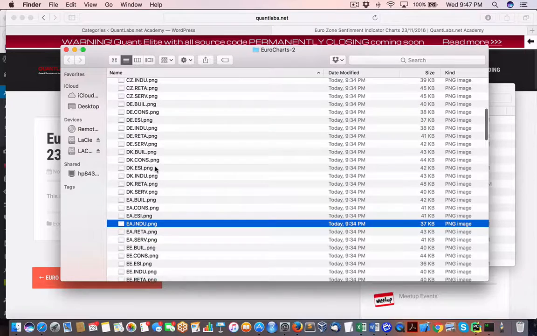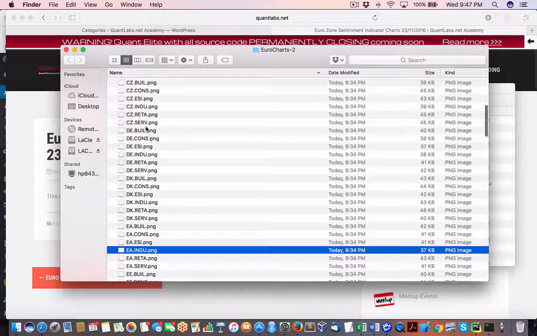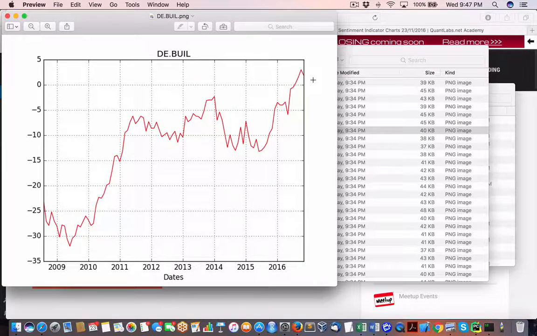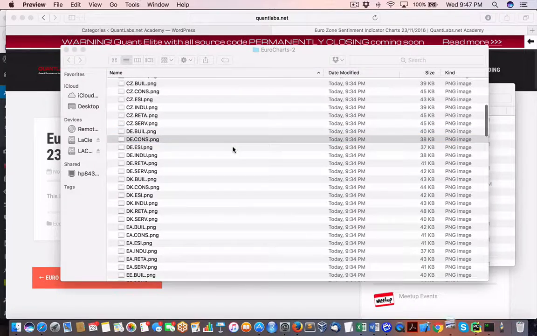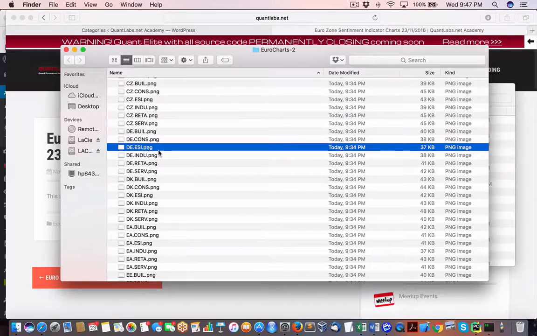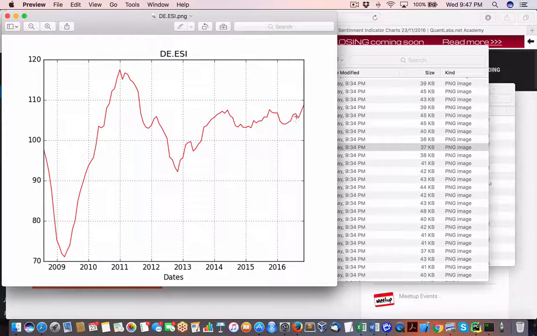Let's just focus on Germany for kicks. The first one here is the Deutschland, or Germany, building. You can see the building is tapering off. These reports are monthly, and again, we show the historical. Then you have the construction. It's kind of flatlining, kind of coming back. ESI overall for Germany is slightly rising. It's not at its historical peak, but it is starting to pick up a little bit.